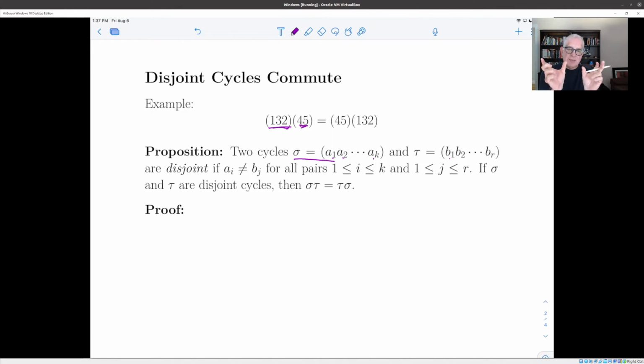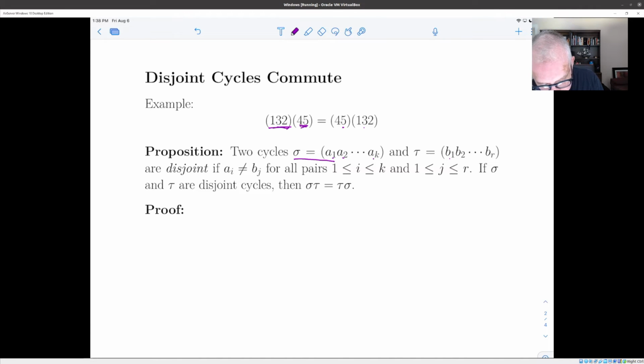So whenever you have two cycles like that, which don't overlap with one another, then it doesn't matter what order you multiply them together. So in this example, what I'm claiming is that (1 3 2) times (4 5) is the same as (4 5) times (1 3 2). Let's just check this in this case.